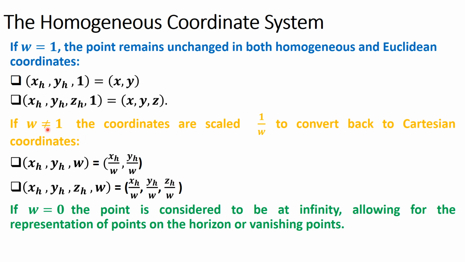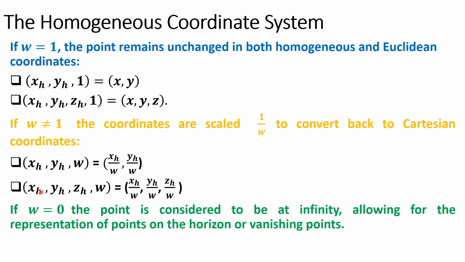If w does not equal 1, the coordinates are scaled by 1 over w to convert back to Cartesian coordinates. So in two dimensions, if the point coordinates are xh, yh, w, to convert this to the Cartesian equivalent, it will equal xh scaled by w and yh scaled by w.